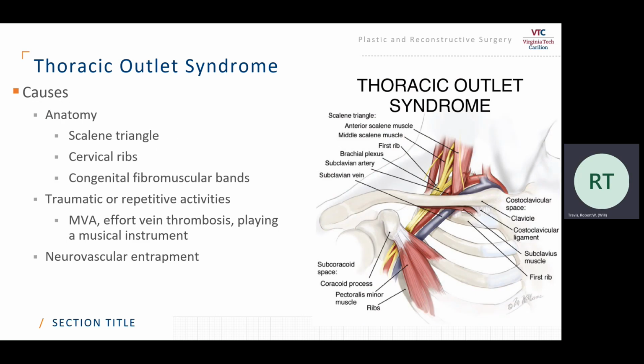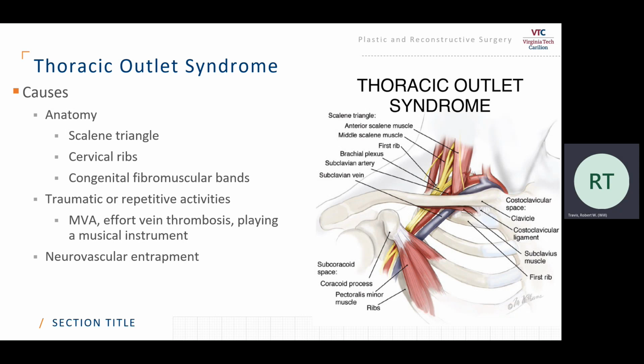So causes are typically anatomic. This area is surrounded by the anterior scalene anteriorly, the middle scalene posteriorly, and the first rib inferiorly. And these account for most neurologic cases. Cervical ribs are involved in most arterial cases. You can also have congenital fibromuscular bands as well. Patients who undergo traumatic injuries, such as motor vehicle accidents, can have a hyperextension injury with subsequent fibrosis and scarring that can lead to TOS.